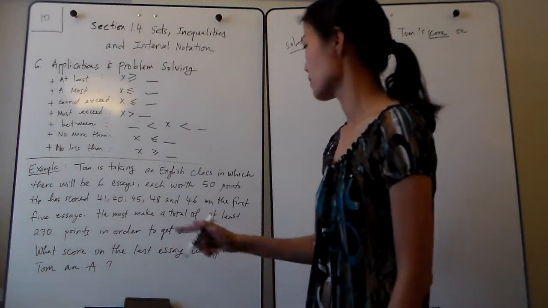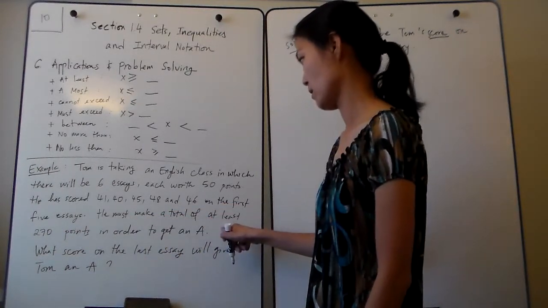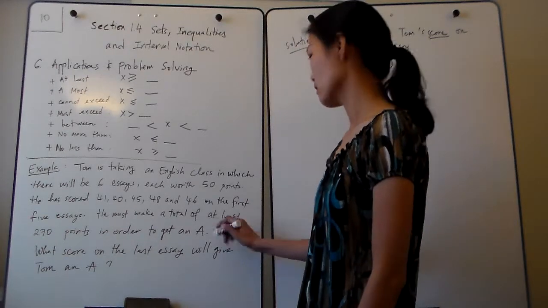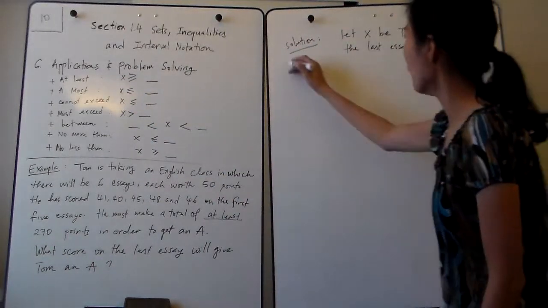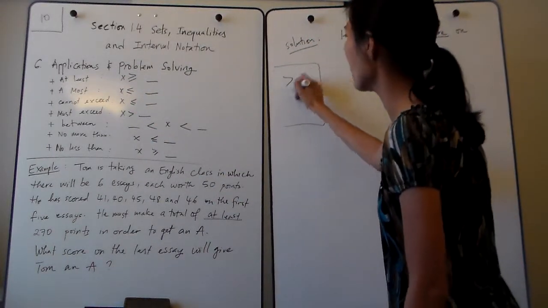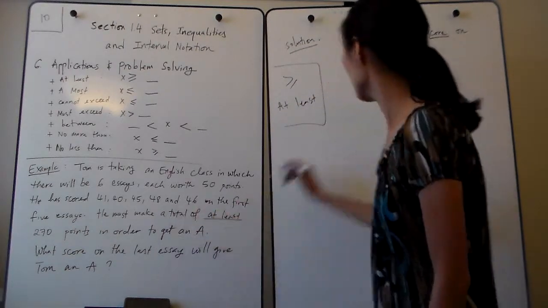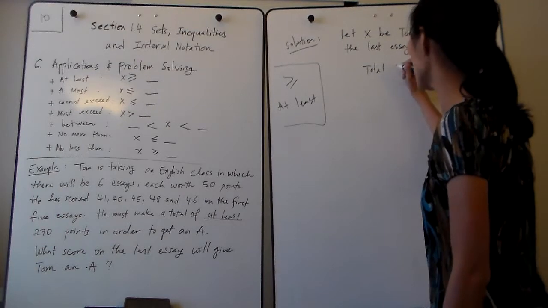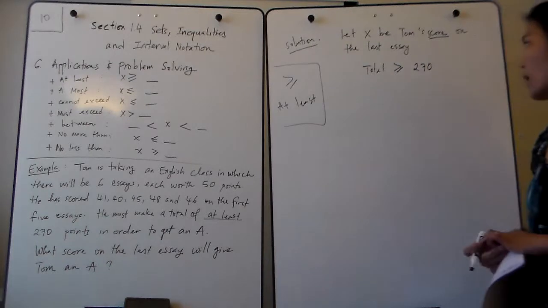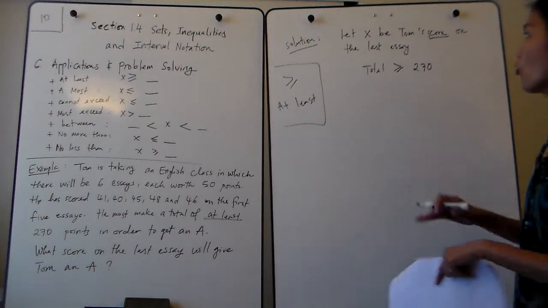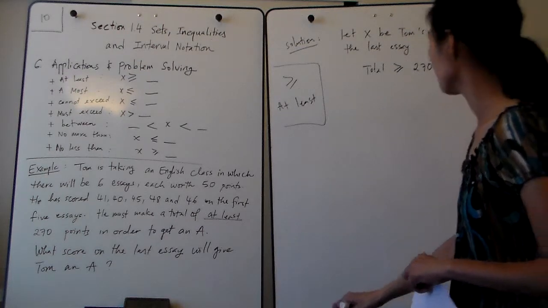And the question is, he must make a total of at least. Did it ring the bell? When you see "at least," it means you're going to use greater than or equal to. So you know you're going to use this one, because of "at least." So the total has to be greater than or equal to 270 points. Total here means the total scores of all 6 essays.